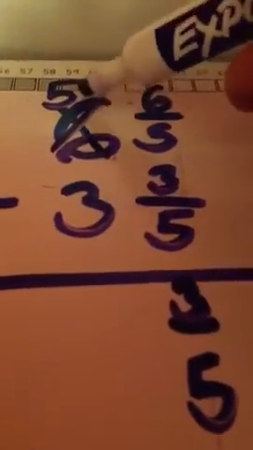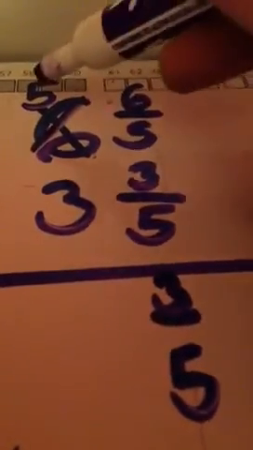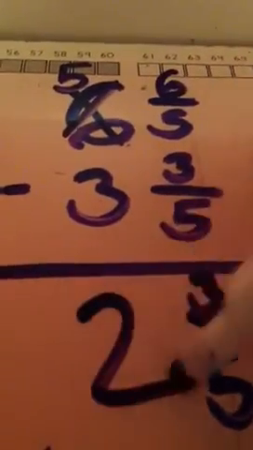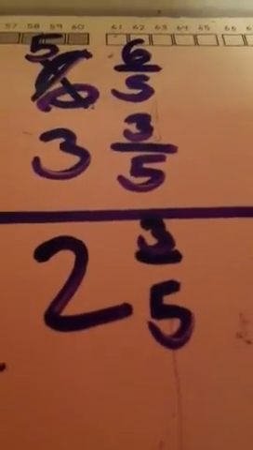And now I can go back over and deal with my whole numbers. Just remember to cross off your whole number when you borrow from it. So when you come back over here and deal with your whole numbers, you're picking out the right number. So 5 minus 3 is 2, and you have 2 3/5. So this is what we're going to be working on today. Thank you very much.